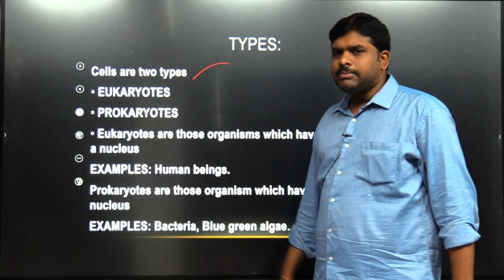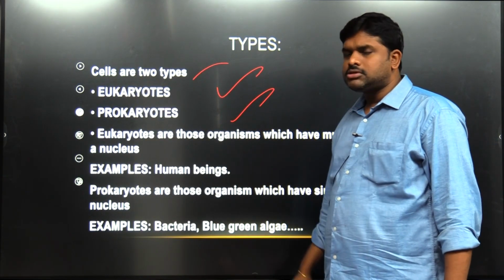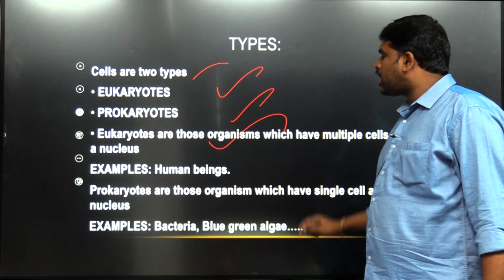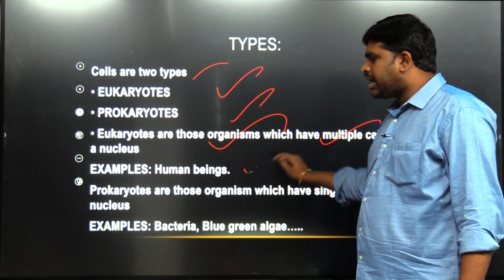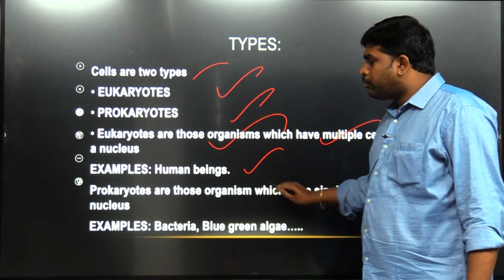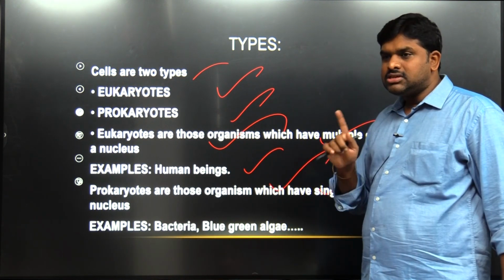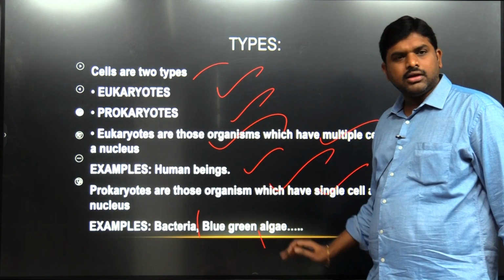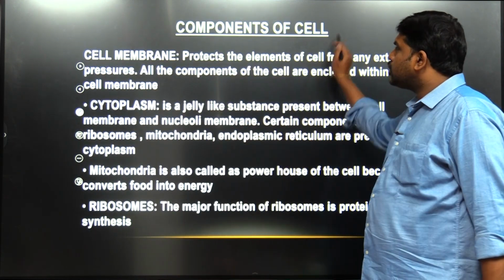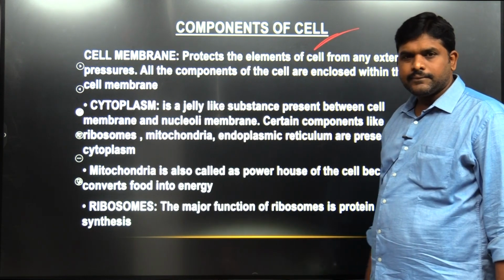So, cells are of two types, which are called eukaryotes and prokaryotes. Eukaryotes are those organisms which have multiple cells and a nucleus, for example, human beings. Prokaryotes are those organisms which have a single cell, like bacteria, blue-green algae or amoeba. So, what are the components of the cell?